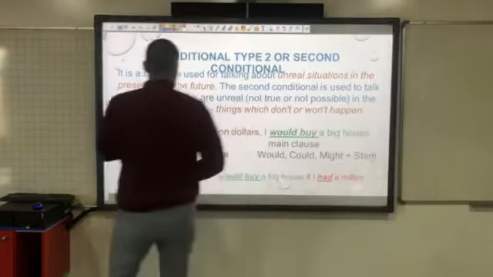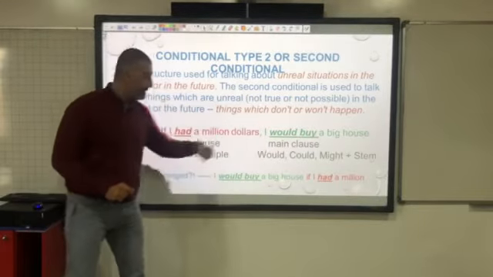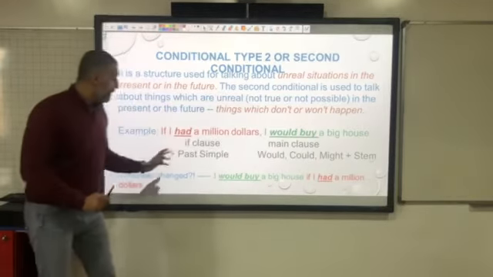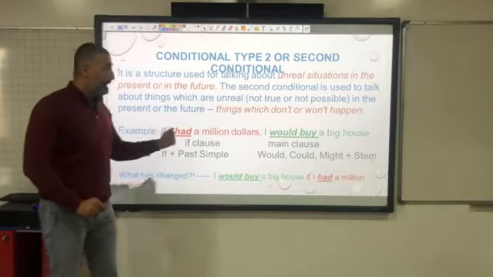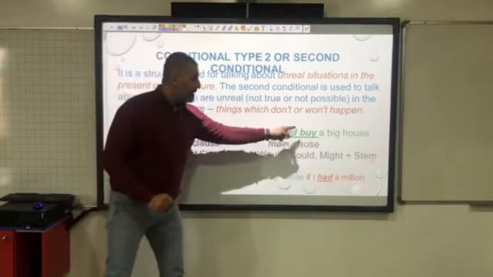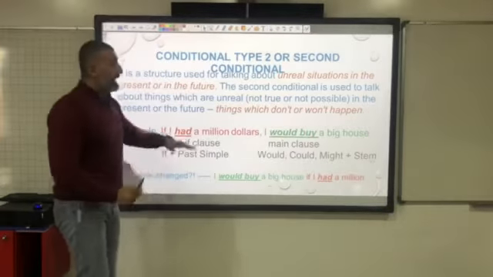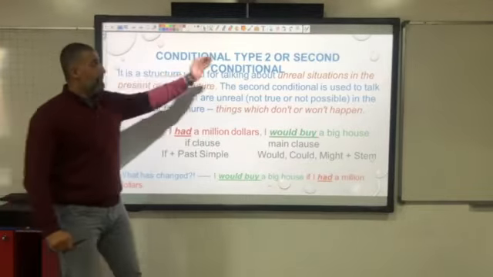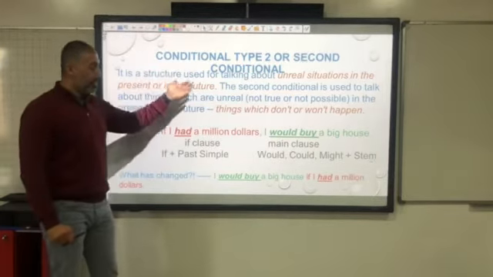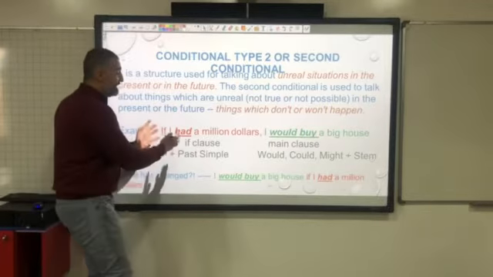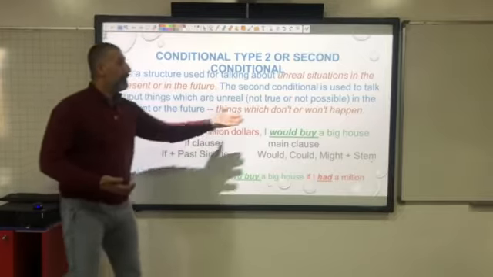An example says, if I had $1 million, I would buy a big house. As you can see, in the if clause, the past simple of the verb have is used, had, and in the main clause, the verb buy is used in the form would plus the stem. Again, we know that it talks about unreal situations in the present or in the future. This means that if I had $1 million, this means I do not have $1 million. I would buy a big house.